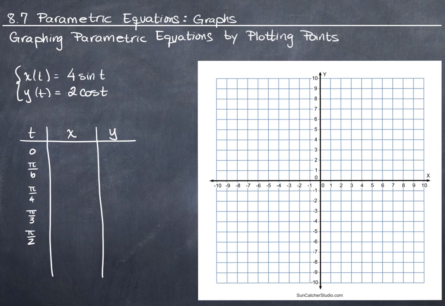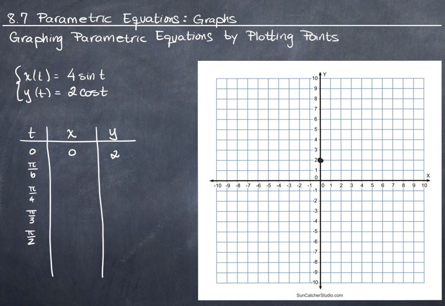And notice that the sine of 0 is 0, so 4 times 0 is going to give me 0. That first x value is really easy to find. Cosine of 0 is 1, so cosine t is 1 when t equals 0, and so 2 times 1 is 2. That becomes my first y value. So my first point on the graph is 0, 2. It's right there.